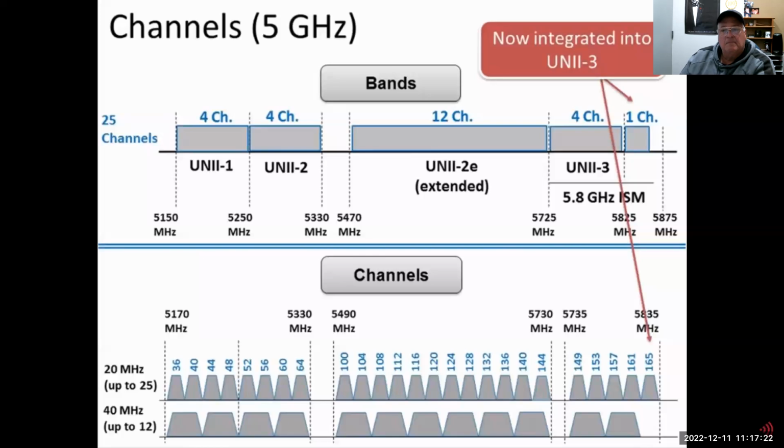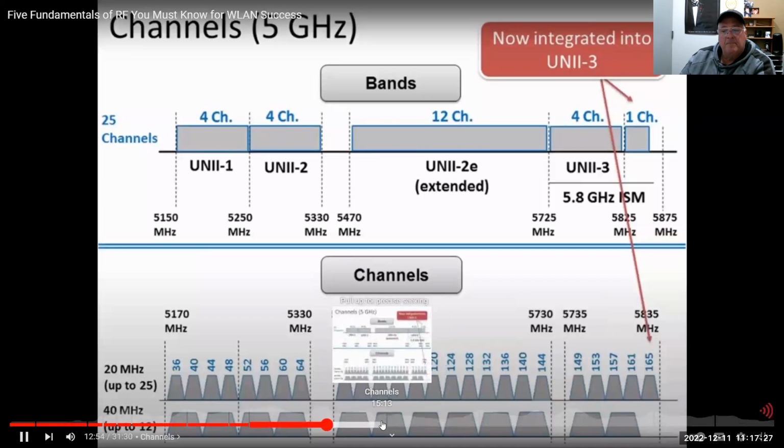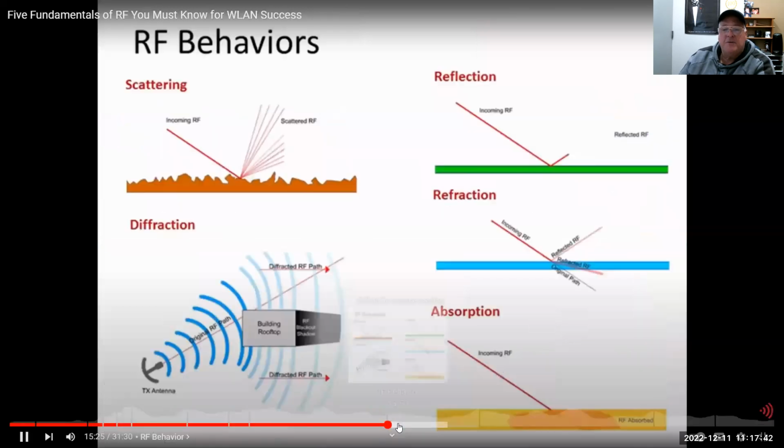Now, I don't recommend using 160 megahertz channels, even if they're available and when they're available, in any enterprise deployment ever. 80 megahertz channels are still up for debate in some enterprise deployments based on the fact that it has some dynamic channel capabilities. Okay, I'm going to jump over to RF behaviors.